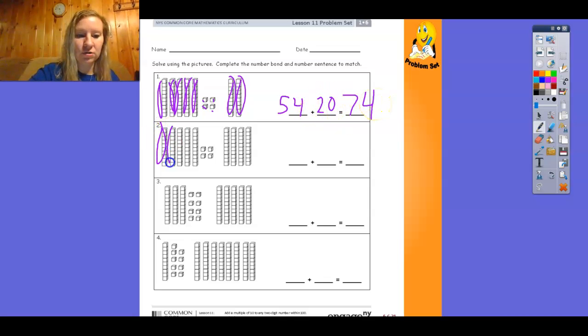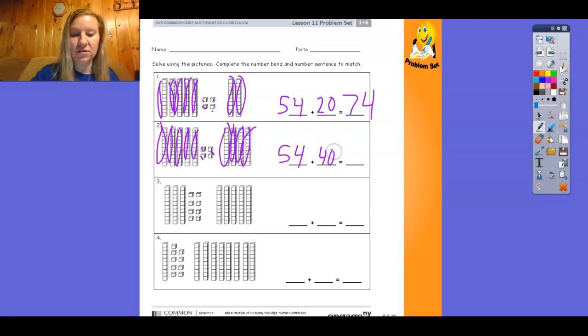Number 2, we're going to circle our groups of 10. 1, 2, 3, 4, 5. 54 plus 4 groups of 10. So now we're saying 54 plus 40. 1, 2, 3, 4, 5, 6, 7, 8, 9. Now we have 9 groups of 10 and we still have our 4. So 54 plus 40 equals 94.